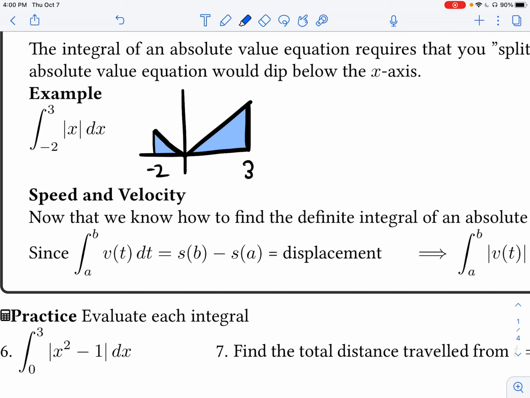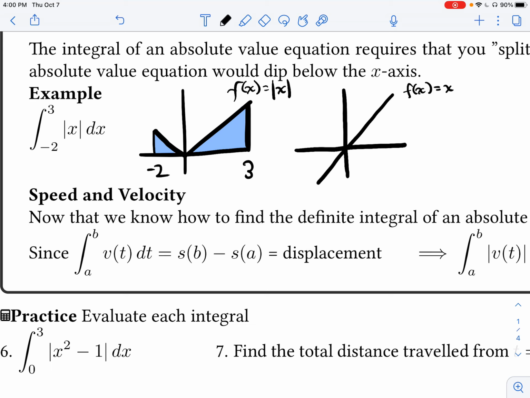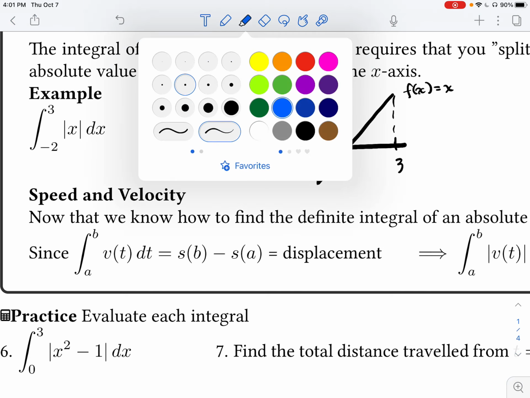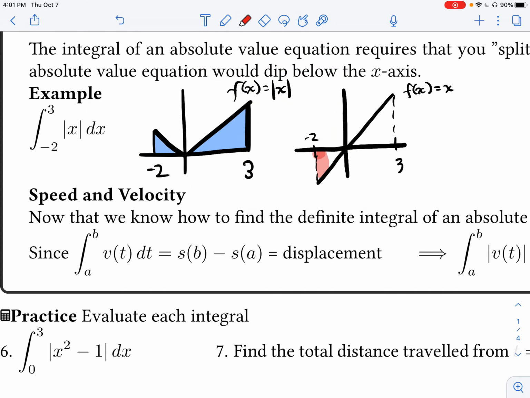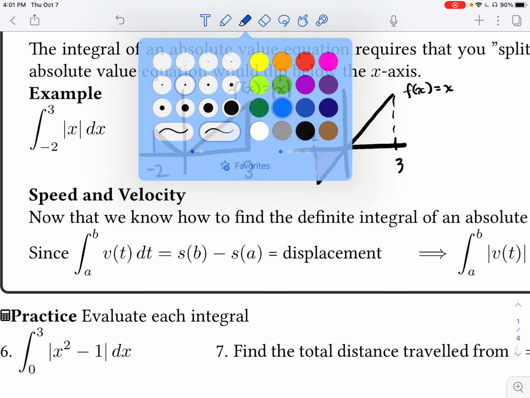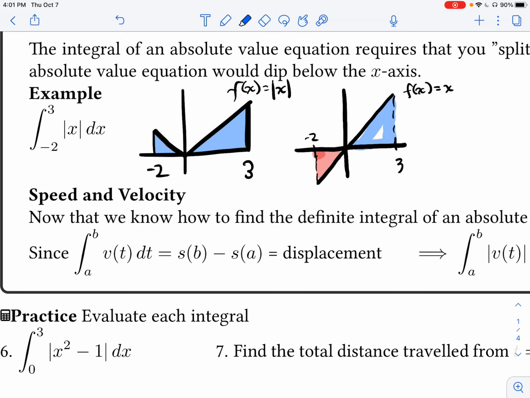So what we want to also look at is what would the non-absolute value of this function look like? That is to say that the non-absolute value of this function is just simply x. So when f of x is equal to x, what does that look like? So f of x is equal to x, and I'll just write here, this is f of x is equal to the absolute value of x. Well, from -2 to +3, we would have the following here. And I'm just going to highlight that since this is dipping below the x-axis here, this is red. And then since this is above the x-axis here, this is blue.